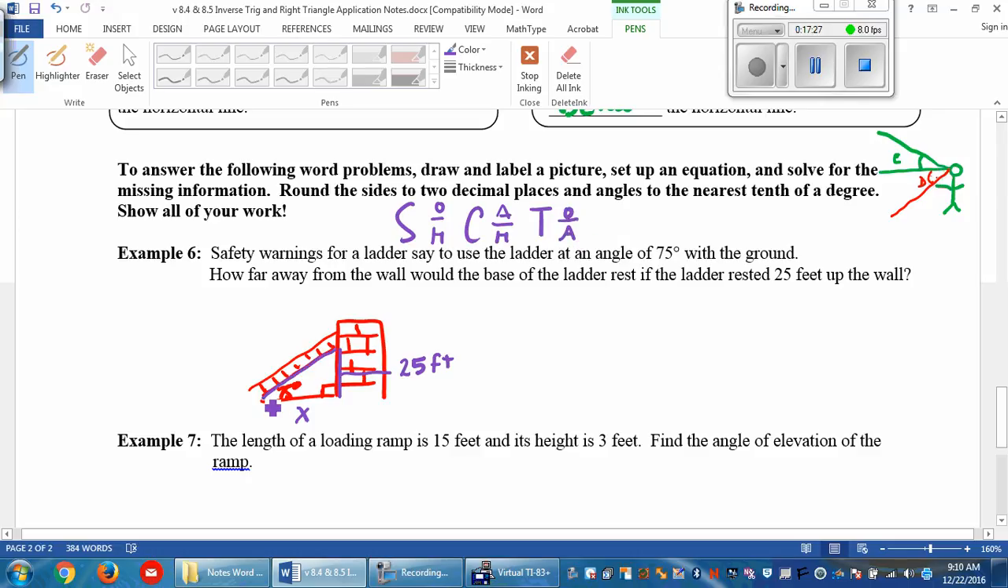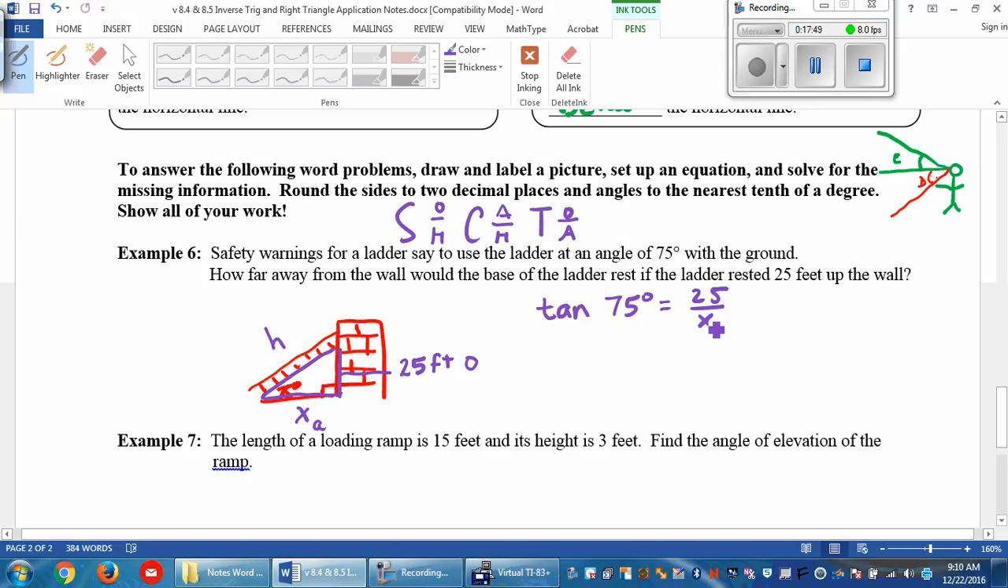So the right triangle there for 75. This is the opposite, hypotenuse, and the adjacent side. So we have the O and the A, O and the A, so we're looking at tangent. So tangent of 75 is equal to 25 over x.